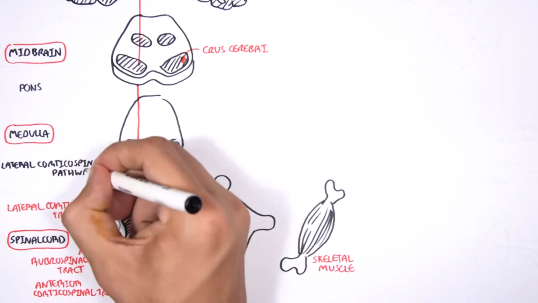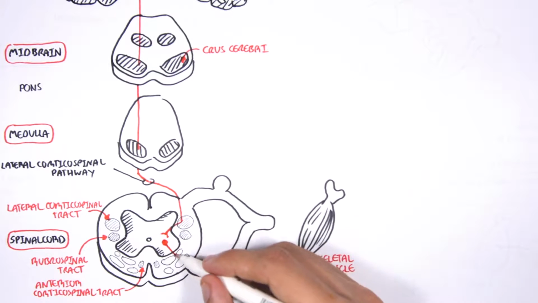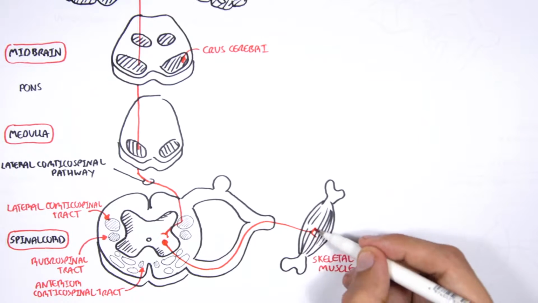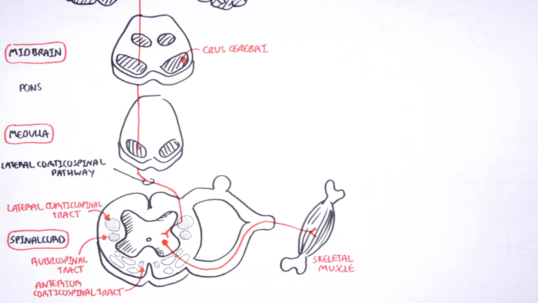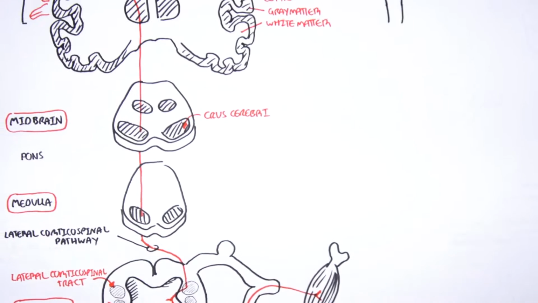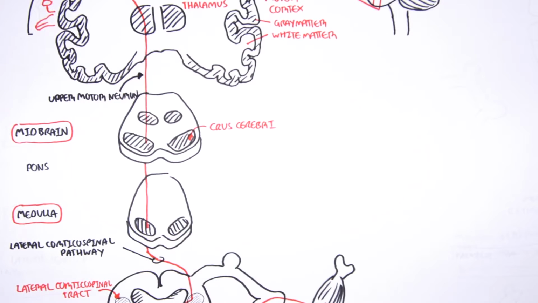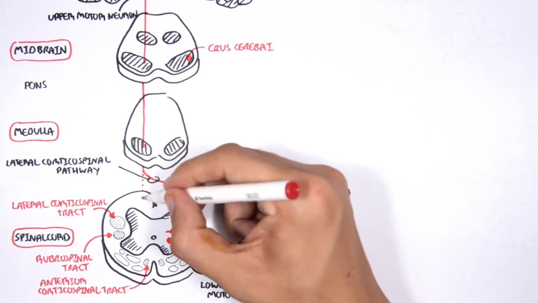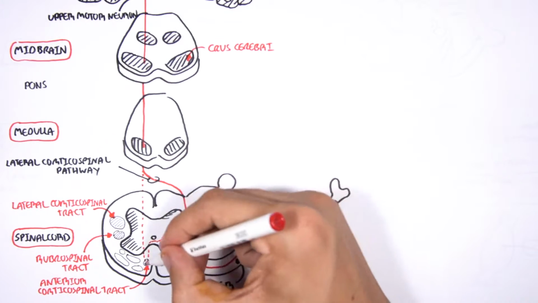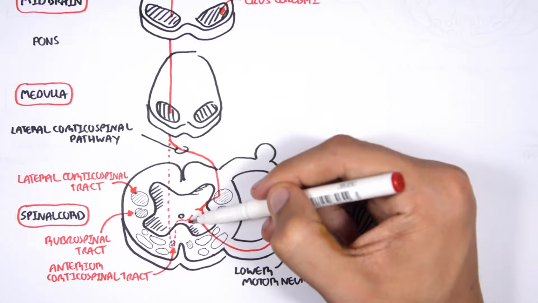The second neuron coming from the ventral horn of the spinal cord will then target the skeletal muscle, which has to be the distal muscle. So for example, muscles of the hands. The second neuron is known as the lower motor neuron, and the first neuron arising from the cortex is the upper motor neuron. Of course, if this neuron was part of the anterior corticospinal tract, it would pass through the anterior corticospinal tract here before synapsing with the lower motor neuron.